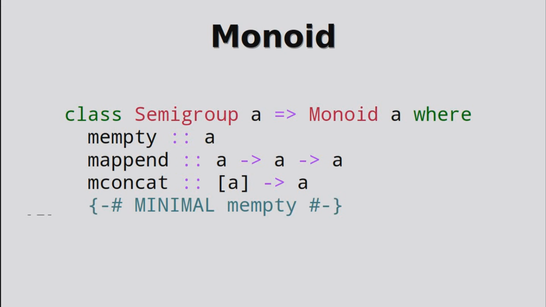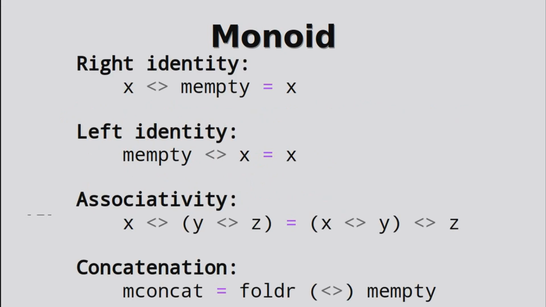So what does mconcat do? Well, here we have some laws for the monoid, which would be right identity, left identity, and associativity, which simply stem from the axioms that we need for a monoid. But then there is also concatenation. That is something that is unique to the Haskell monoid, where mconcat has to follow this definition. So a foldr on mappend, I was too lazy to write mappend everywhere, so I wrote just the diamond operator, with mempty should result in mconcat.